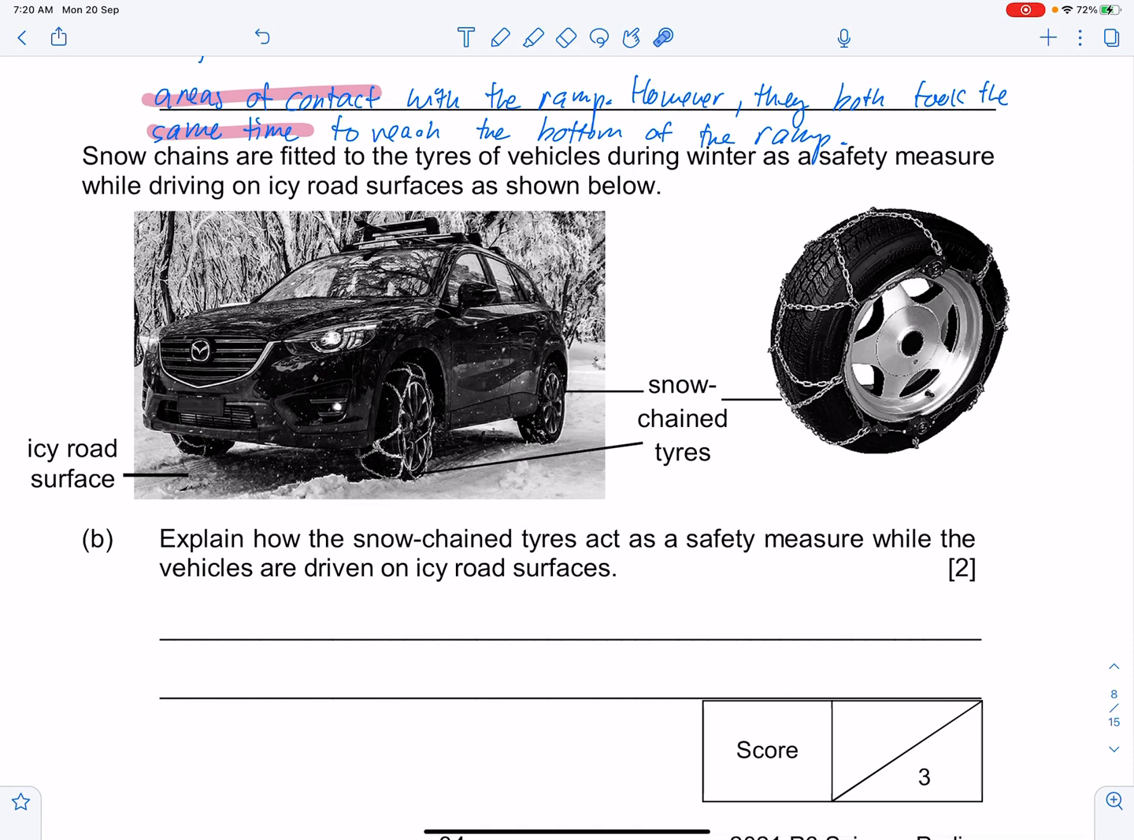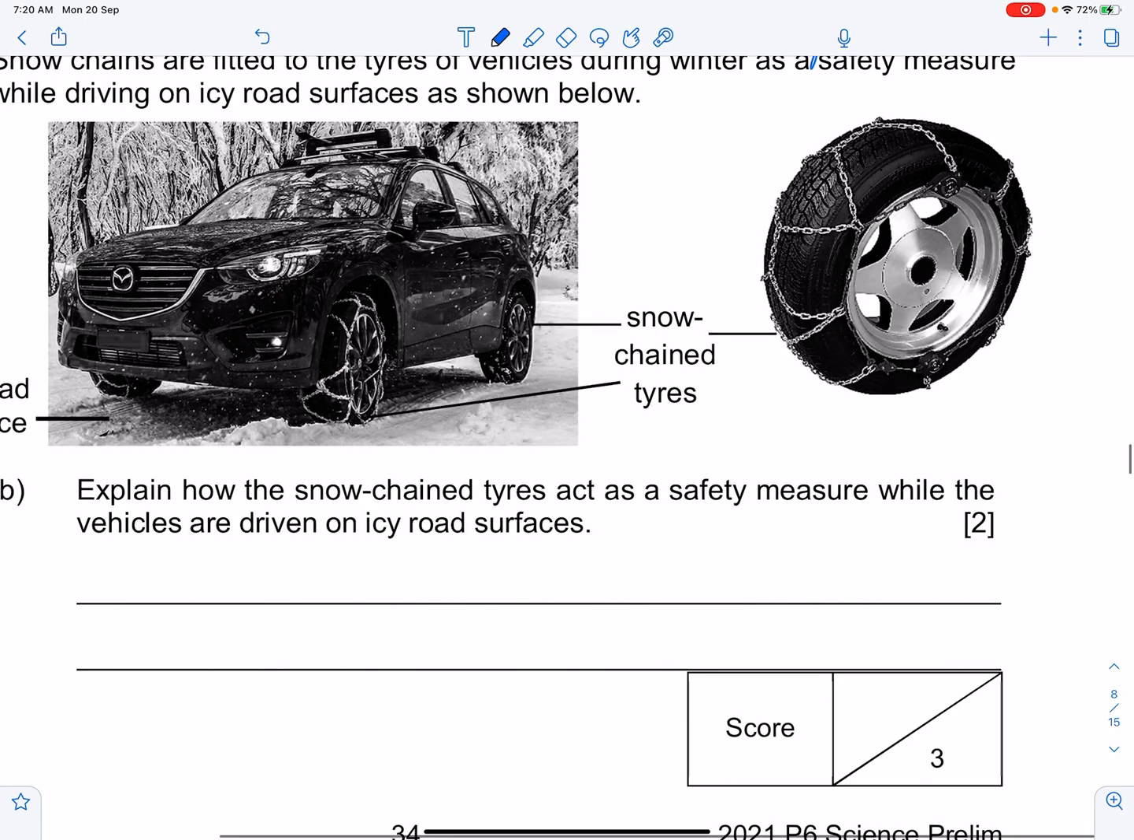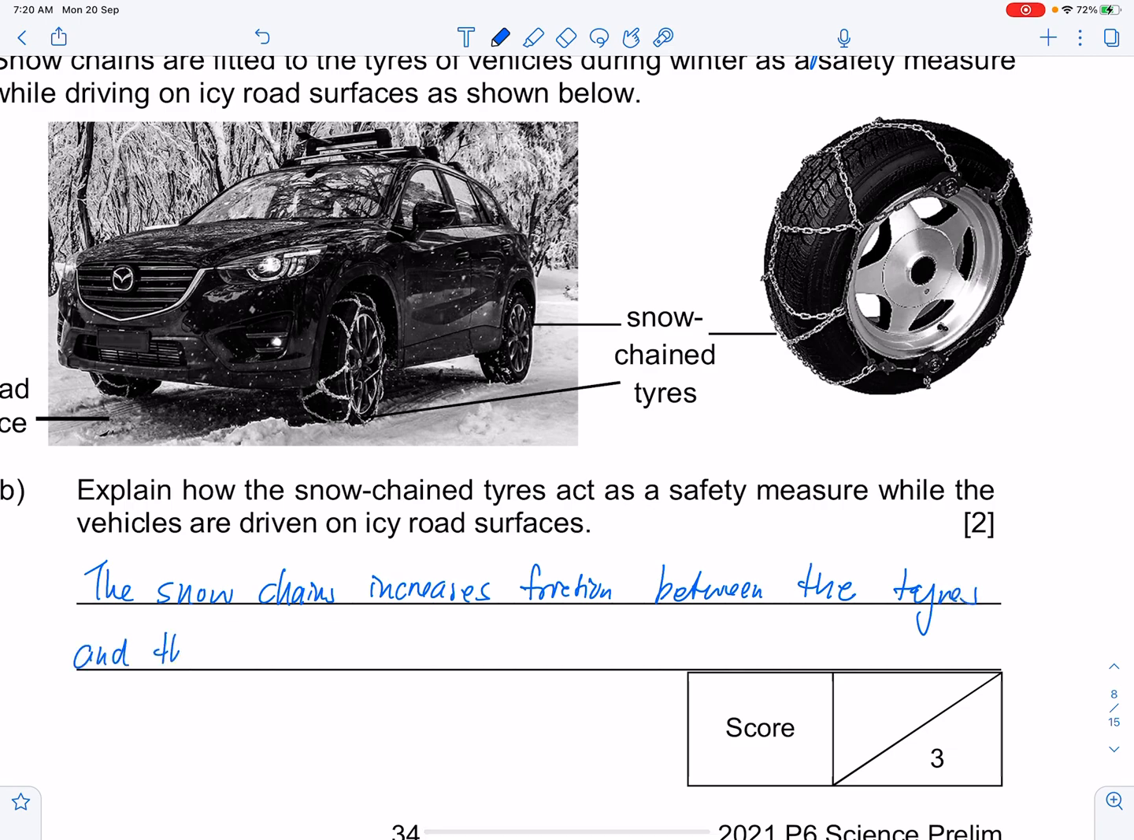It doesn't go off course. So therefore, you can say that the snow chain increases friction between the tires and the icy road surface, thus preventing the car from going off course or sliding off the road.